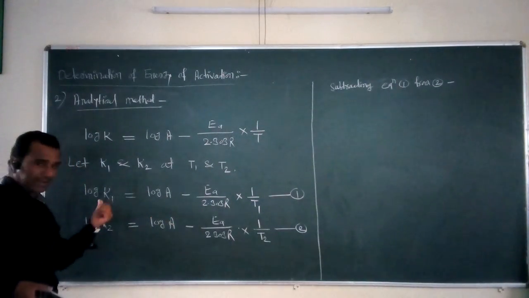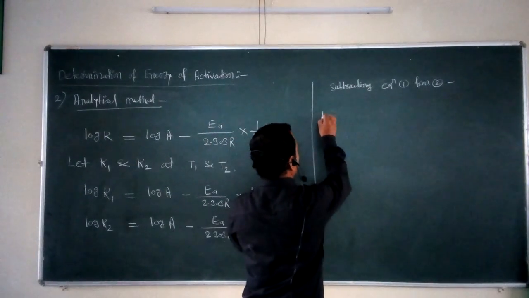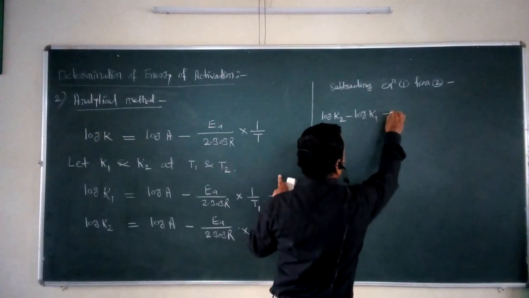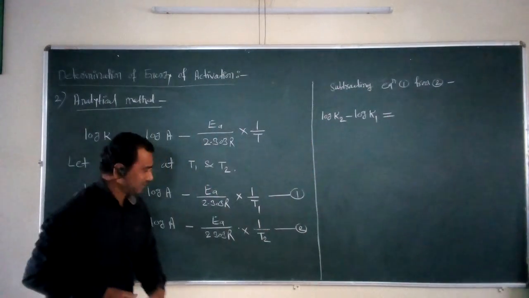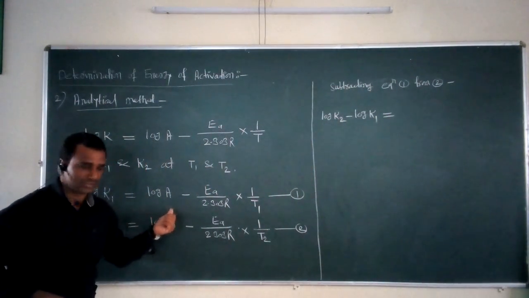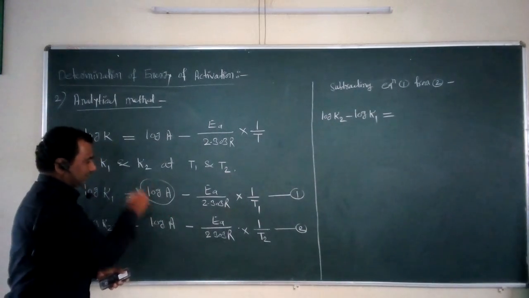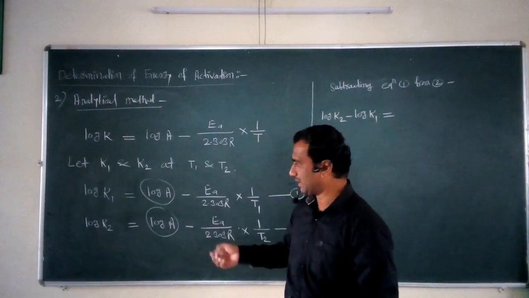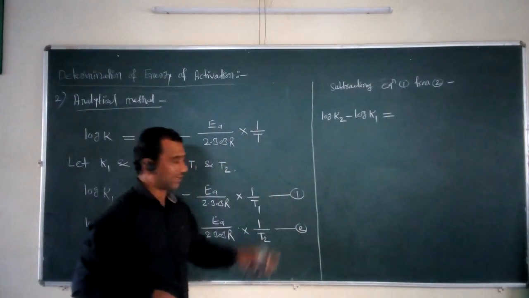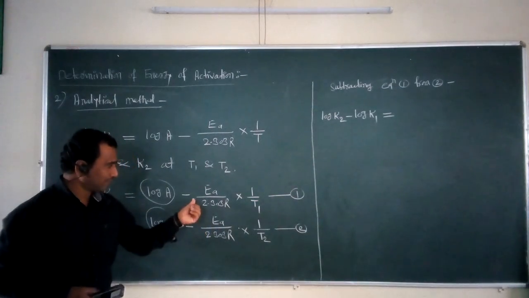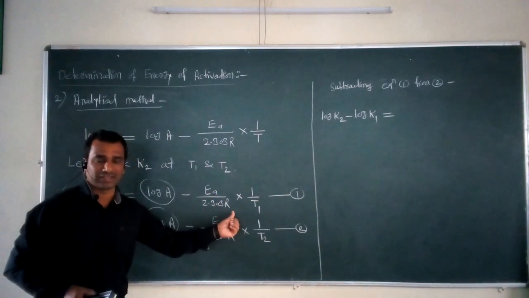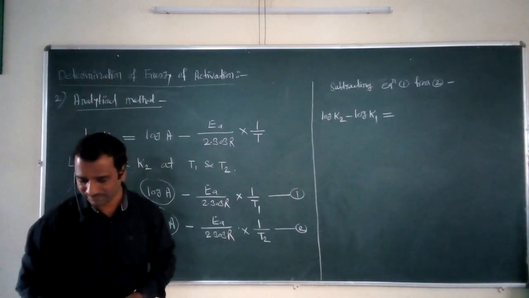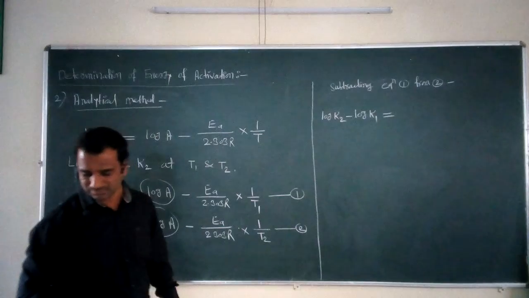We get log K2 minus log K1 is equal to, what are the remaining terms on the right-hand side? If we look at these two forms of equation 1 and 2, there are two common terms, log A and log A. So log A gets cancelled. The final equation becomes log K2 minus log K1 is equal to the remaining terms, minus EA upon 2.303 R. This is also a common term in the second equation, so it becomes common.